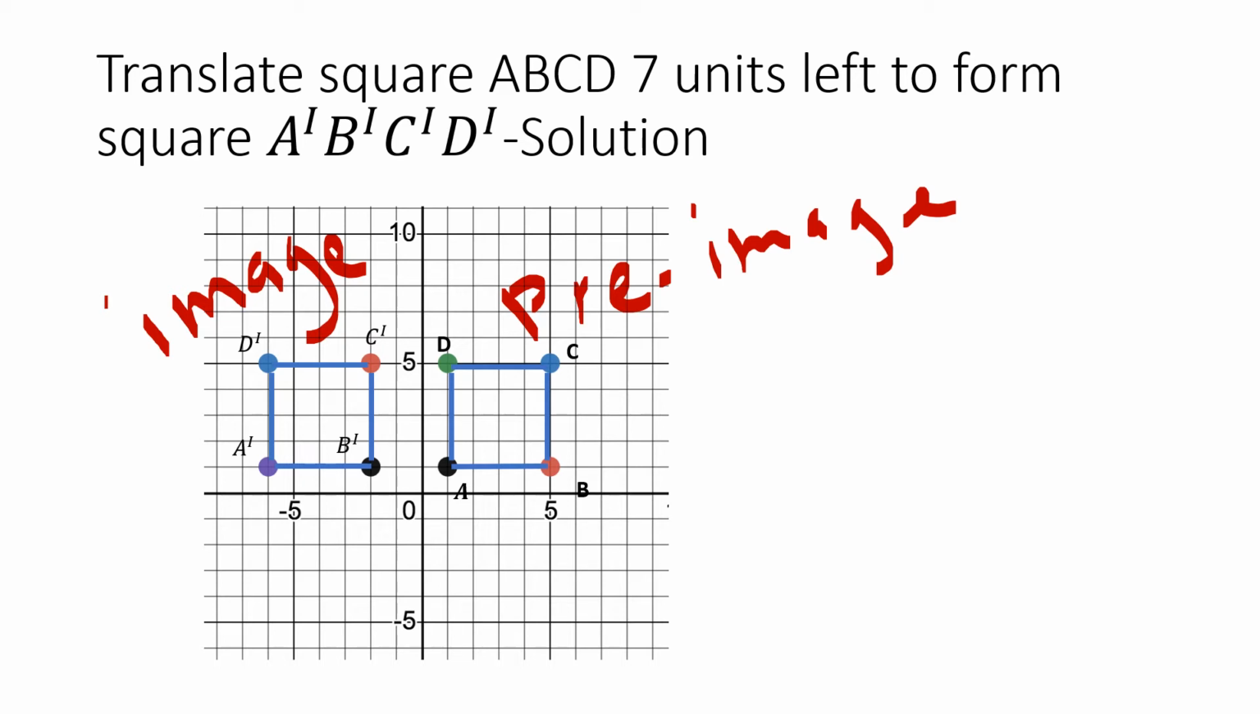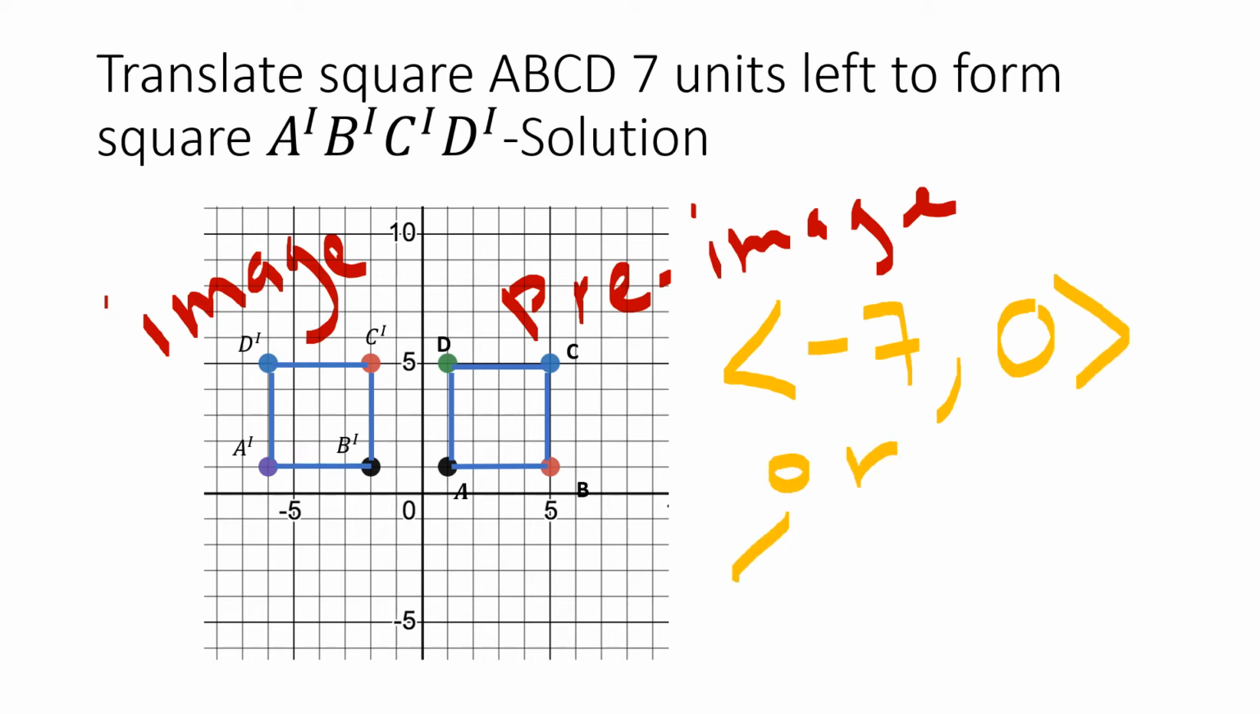Instead of saying translating 7 units to the left, sometimes we'll be given the vector form. It will say -7, that means you are going left in x-axis, and 0 change in y. Or they will give you this too. We'll say x - 7 and y. It means translating 7 units to the left.